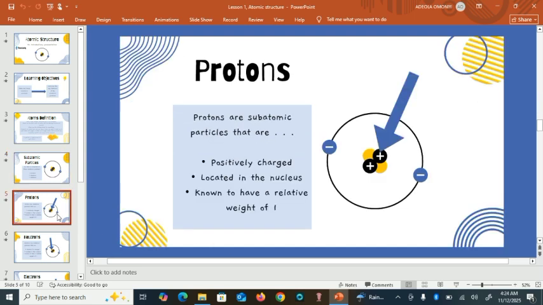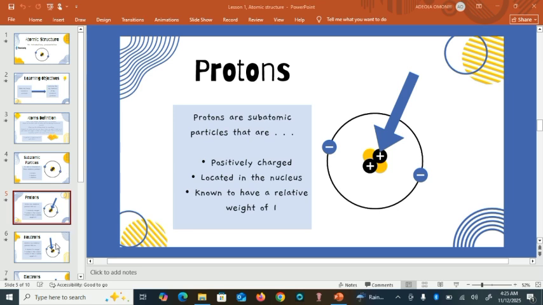Proton is positively charged. Protons are located in the nucleus of an atom. We can see they are located in the nucleus. This one here is the proton, with the positive charge. They are located in the nucleus of an atom, and they are known to have a relative weight of 1.